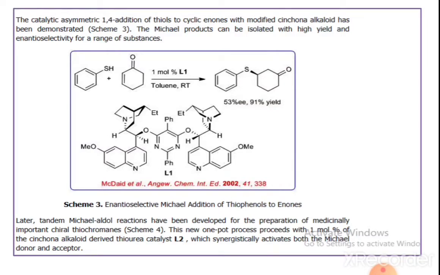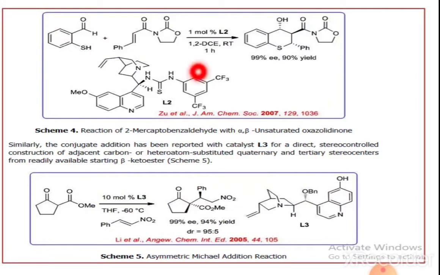Later on, the tandem Michael-aldol reaction was developed for the preparation of medicinally important chiral thiochromanes. Scheme number 4 is mentioned in the next slide. Here is a new one-pot process with 1 mole % of the cinchona alkaloid-derived thiourea catalyst, that is L2, which synergistically activates both the Michael donor and the acceptor.